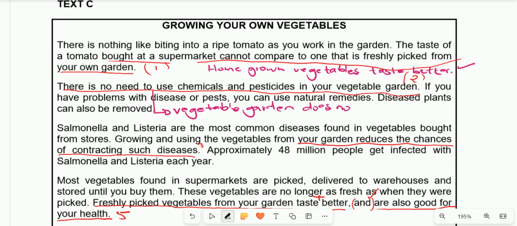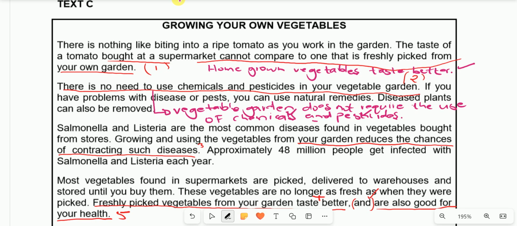does not require the use of chemicals and pesticides. I said you must not use the word the conjunctions, right? But I've only used the conjunction here to join two names. I'm not using a conjunction to join two ideas.